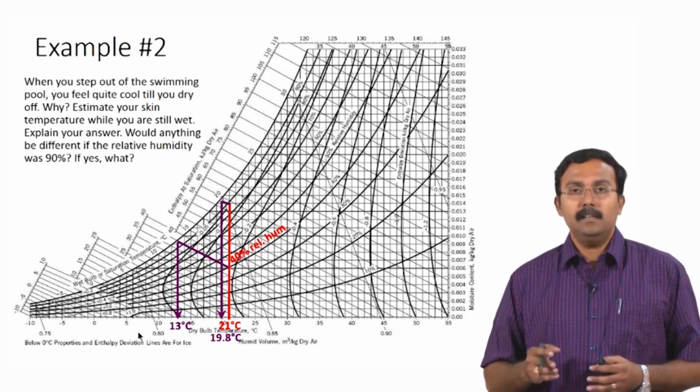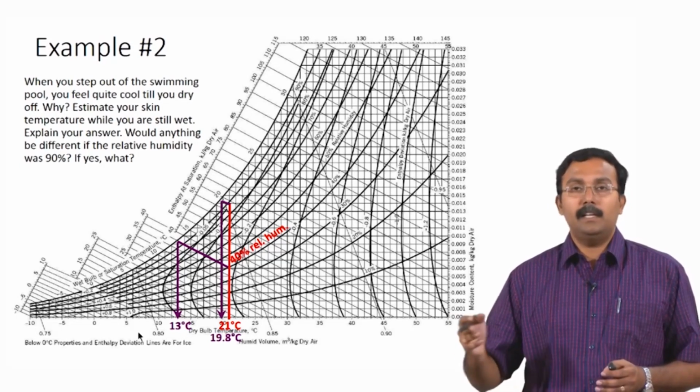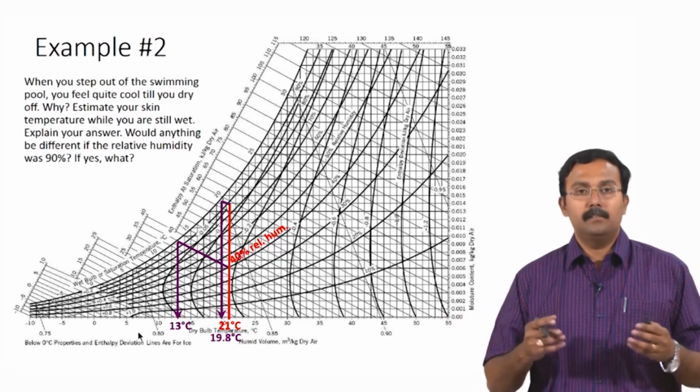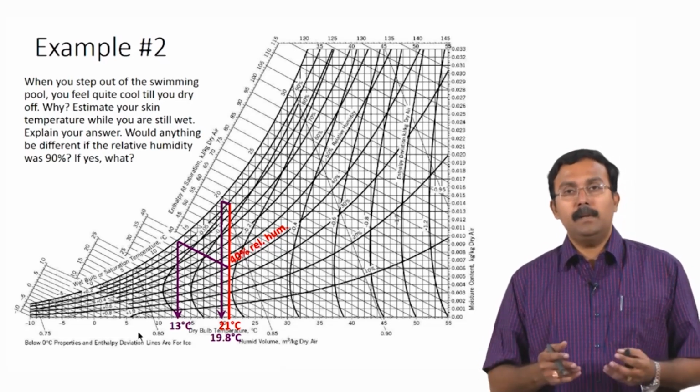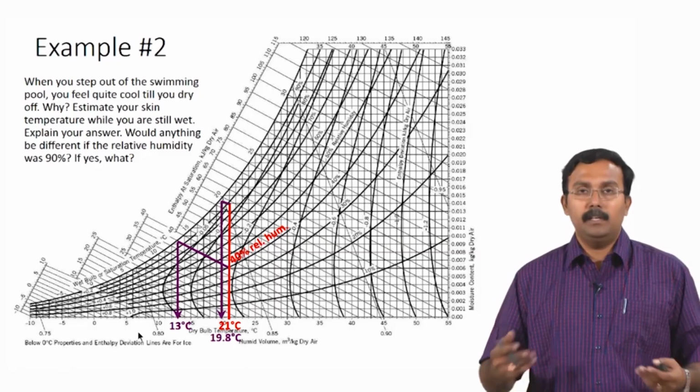So, that is the reason you would feel less cold if the relative humidity was higher, and this would explain to you how some of these factors actually are important in day to day life. With this, we come to the conclusion of the psychrometric charts lecture. In the next class, we will look at how to use these psychrometric charts to perform energy balance calculations.